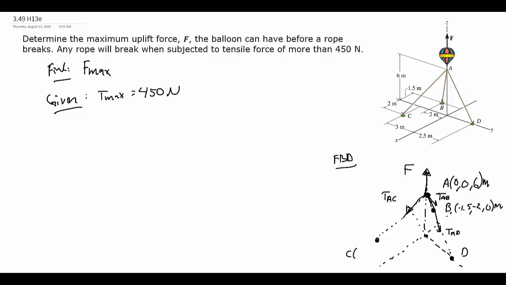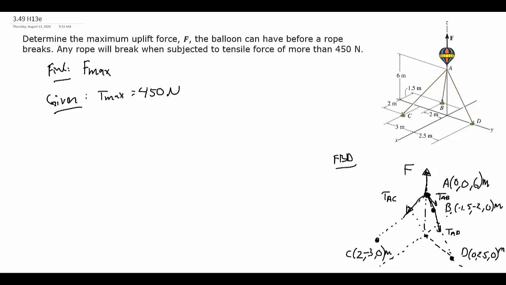To get to point C, I have to go positive 2 in the x. I have to go negative 3 in the y, and again it's on the xy plane, so 0. And point D is going to be on the y-axis itself, so 0 in the x. I have to go a positive 2.5 in the y, and then 0 in the z to get to point D.